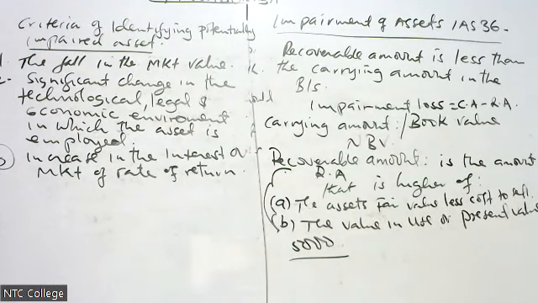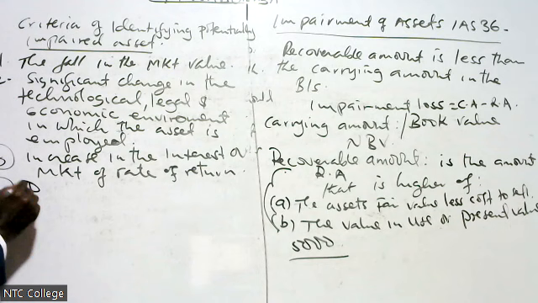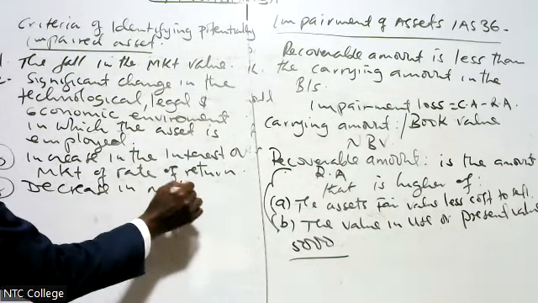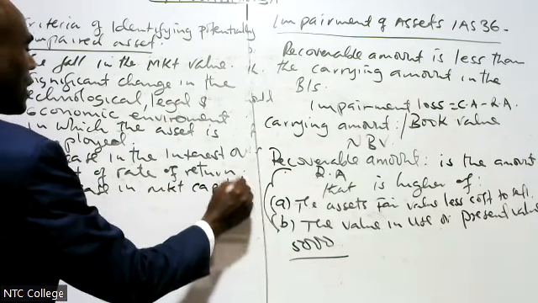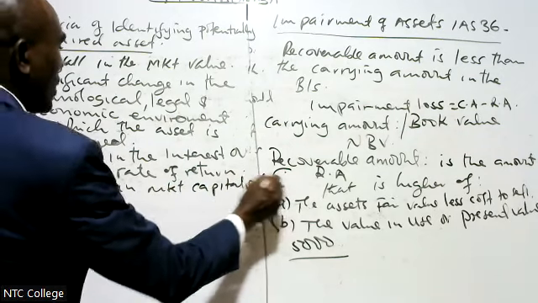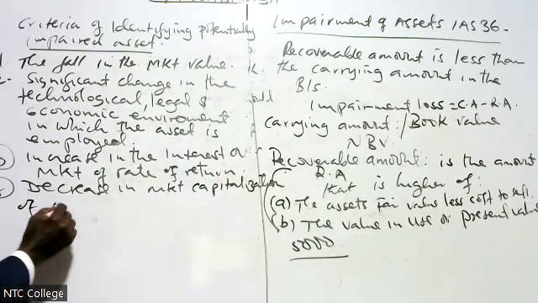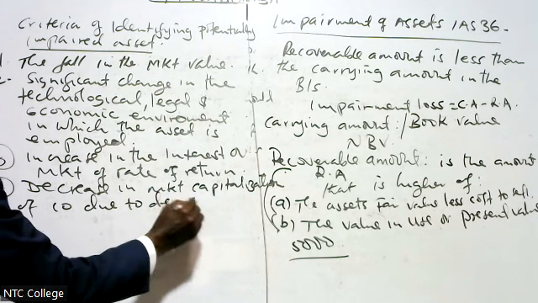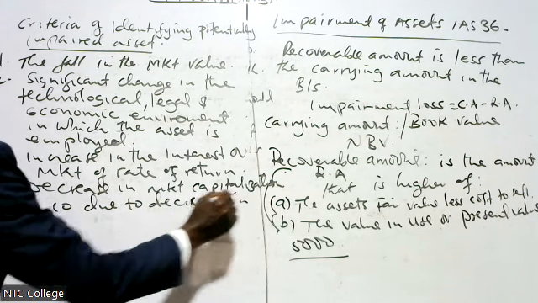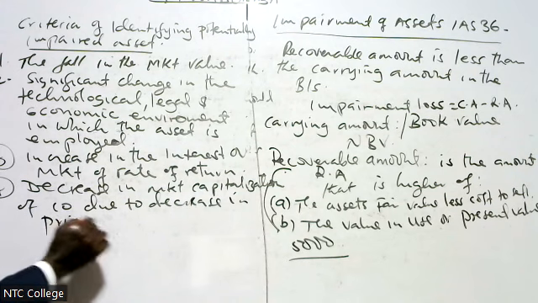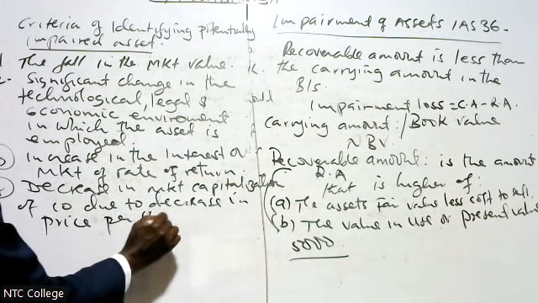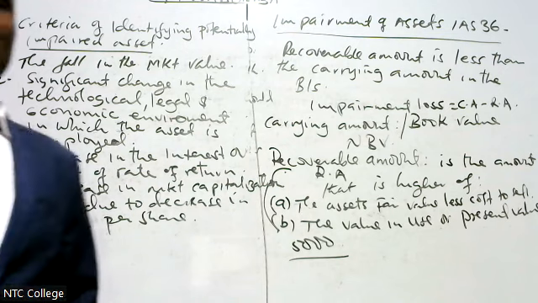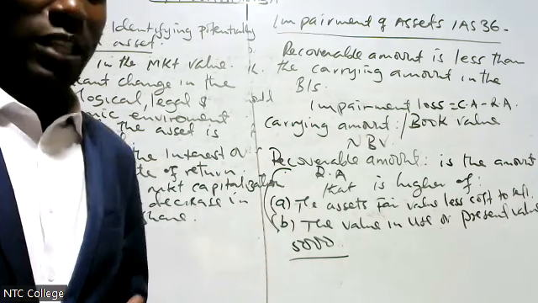Then number four is a decrease in the market capitalization of the company due to a decrease in the market price per share.